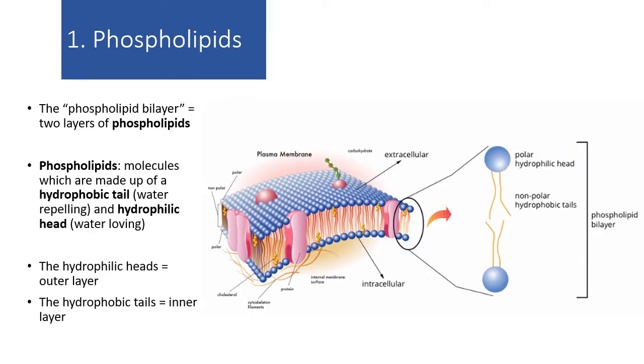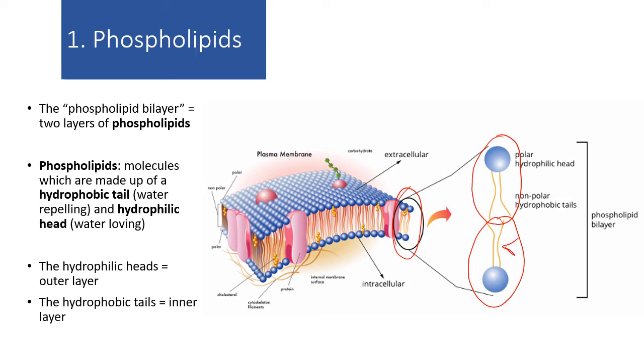So firstly, what are phospholipids? The plasma membrane is described as a phospholipid bilayer, which means it's made up of two layers of phospholipids. If we look at the diagram, we can see that it's been magnified, so we've got the bilayer here. This is one phospholipid molecule and this is the other phospholipid molecule. Notice how they're facing inwards towards each other, and that forms two layers. That's what gives us the term bilayer. Phospholipids are molecules which are made up of a hydrophobic tail, which we can see here.